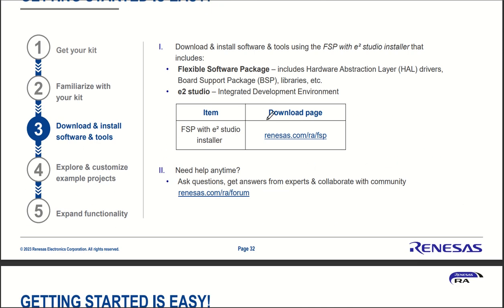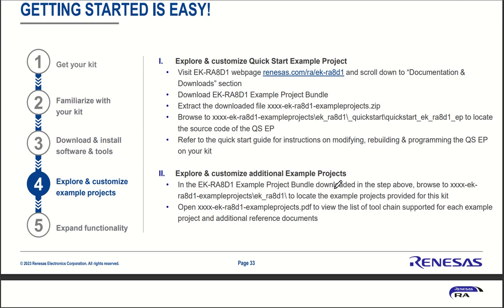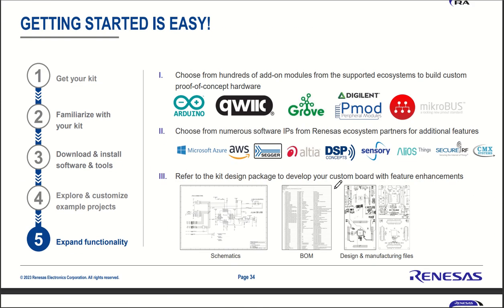Next, we have download pages and everything. We have already seen these things, so we can skip them. If you want to choose some add-on modules, you can utilize them from Arduino, Quick Connect, Grove, Digilent Pmod, or Microbus. As I just told you in the previous slides, this particular board has Pmod connectors, Microbus connectors, or Grove connectors for connecting these add-on cards.